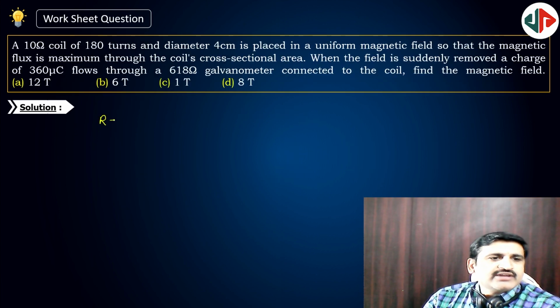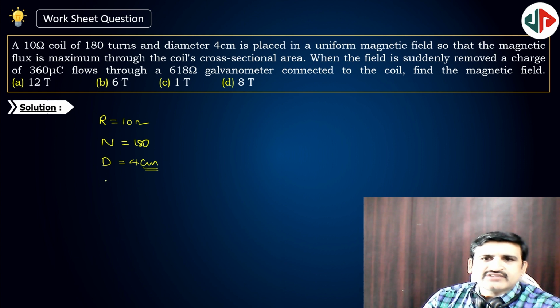R is equal to 10 ohm. Number of turns is equal to 180. Diameter 4 centimeter. A coil is placed in a uniform magnetic field that produces maximum magnetic flux through the coil. That means the correct position, BA, cross-sectional area, so as to get maximum flux. The field is suddenly removed.